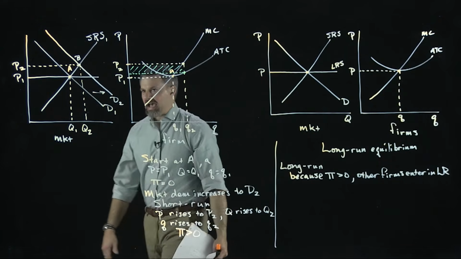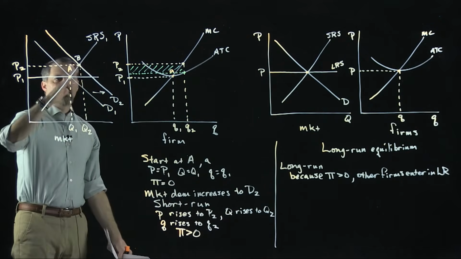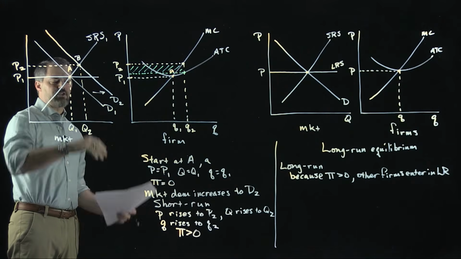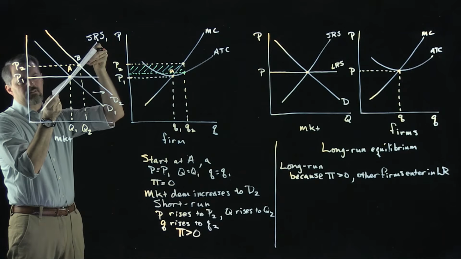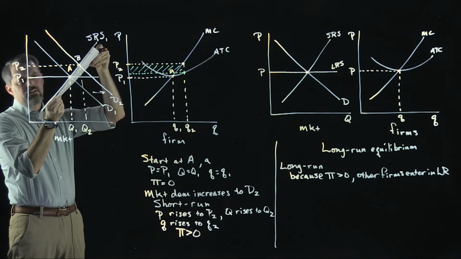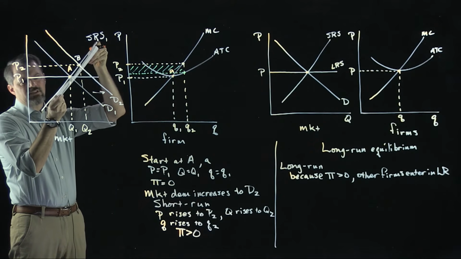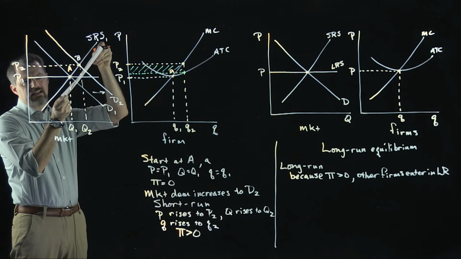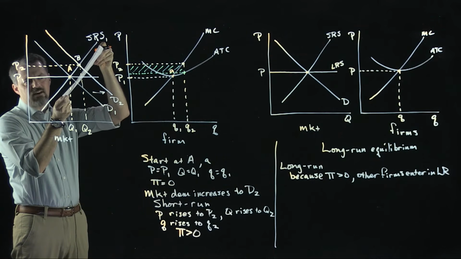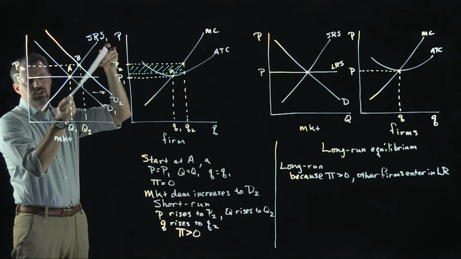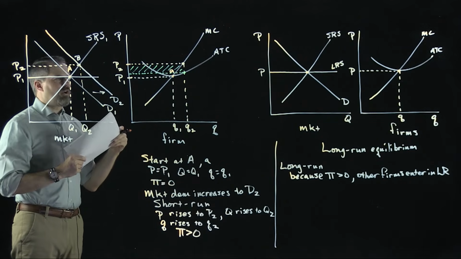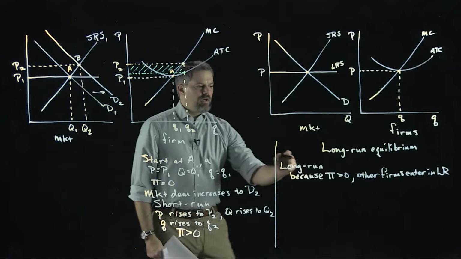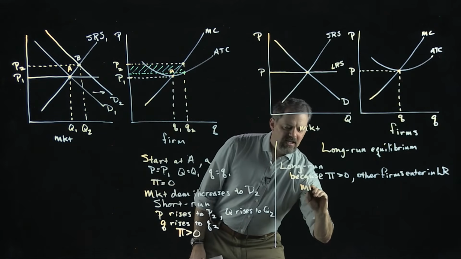And so as other firms enter, the supply curves are going to start to shift to the right. So the short-run supply curve, let me use the edge of this paper, is going to start to shift to the right. And as it does, it's going to be bringing price down. The more it shifts to the right, the more it brings price down. So firms enter, market supply increases.